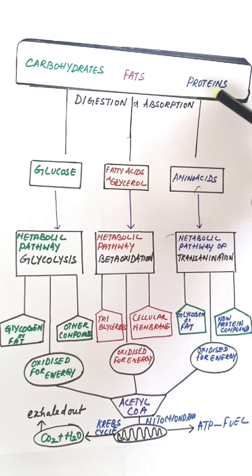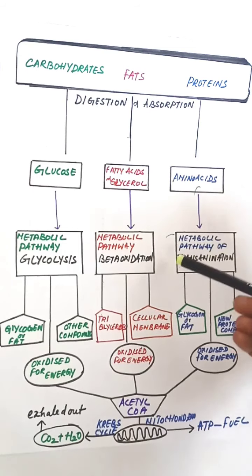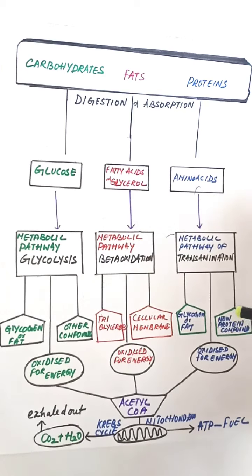The last one is the proteins. These proteins get converted into the absorbable form, that is, the amino acids. These amino acids enter the metabolic pathway of transamination. We all know hormones are all made up of proteins. So these are sent to the places where a new protein compound is required. After entering the pathway of transamination, these amino acids enter the pathway of new protein compound synthesis, and part of them can be stored as glycogen or fat.